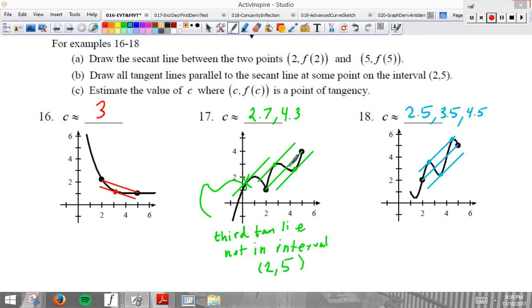Some people object, this guy's not differentiable at the sharp turn. It doesn't matter. We are continuous and differentiable on the open interval. We don't worry about being differentiable at the endpoint.